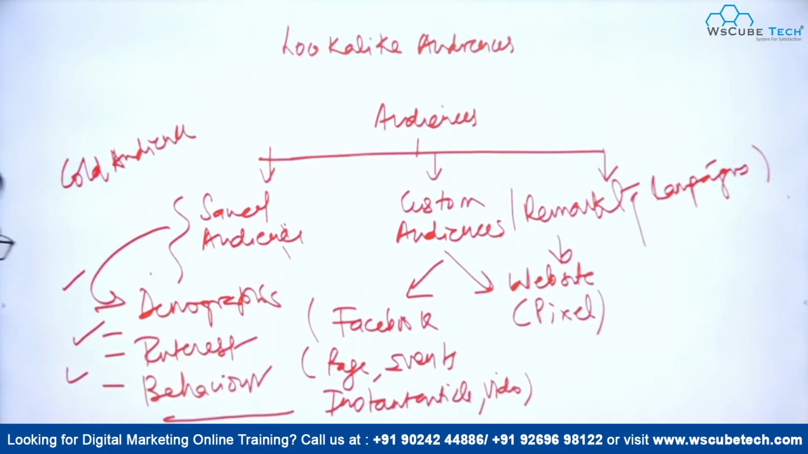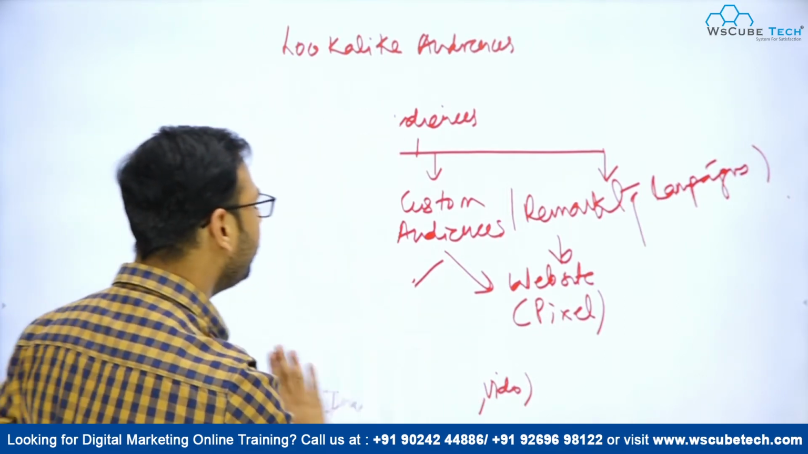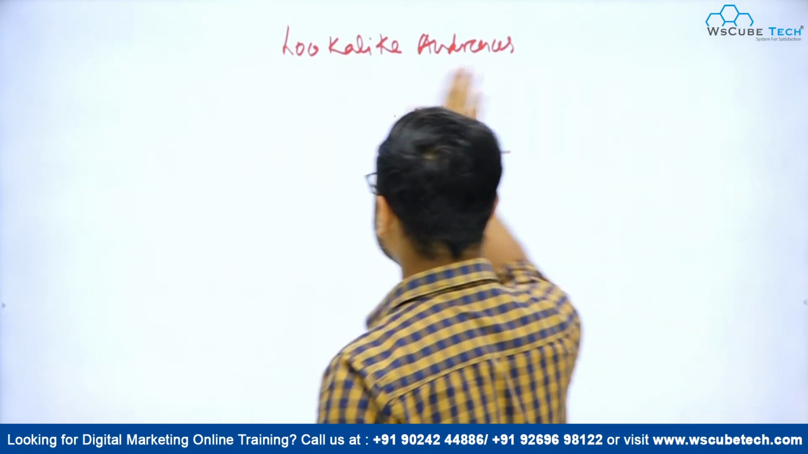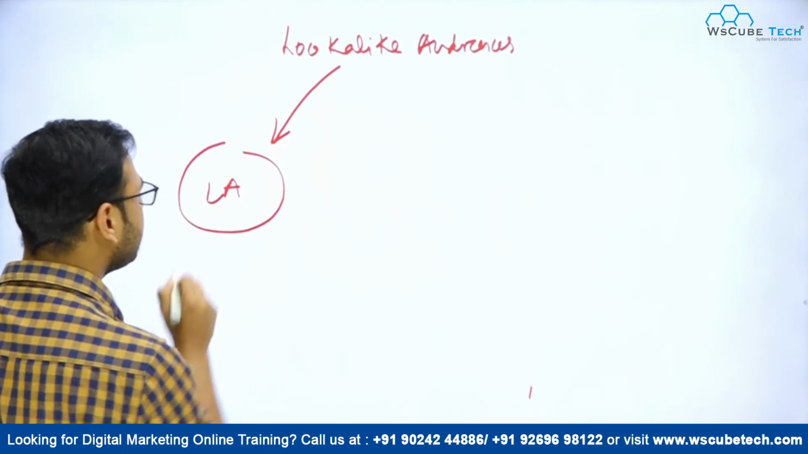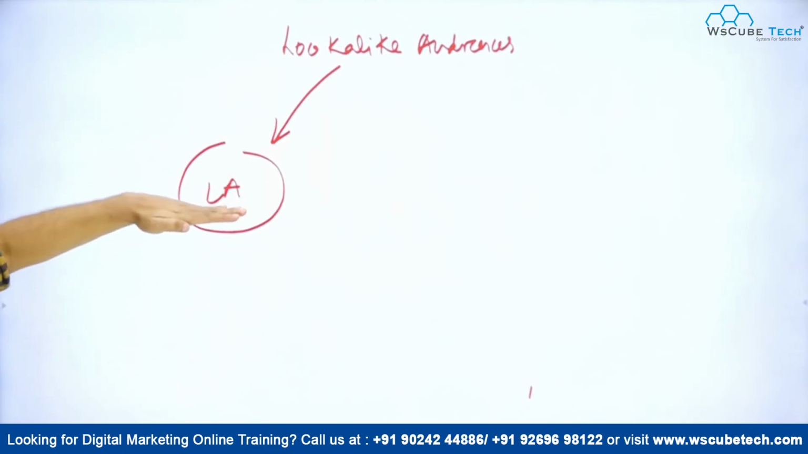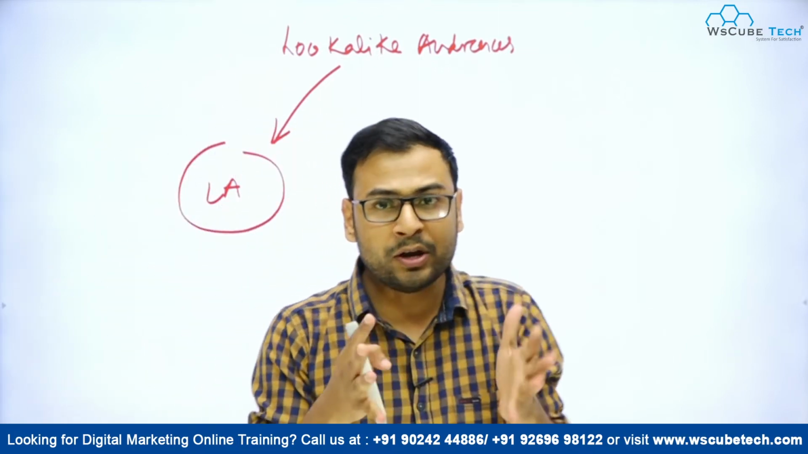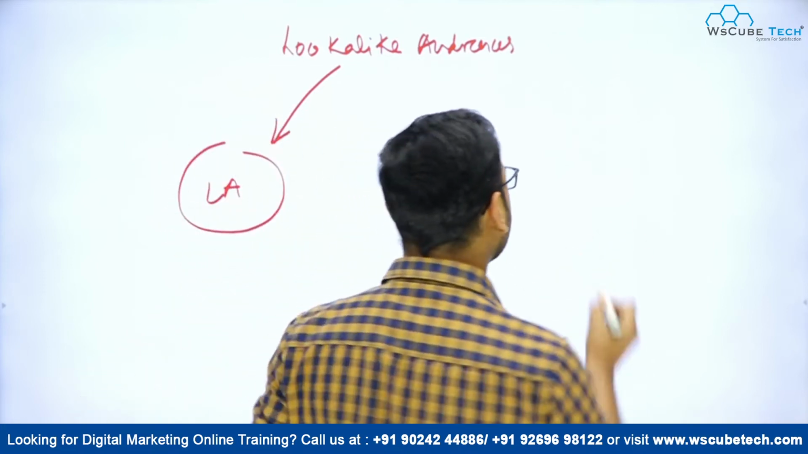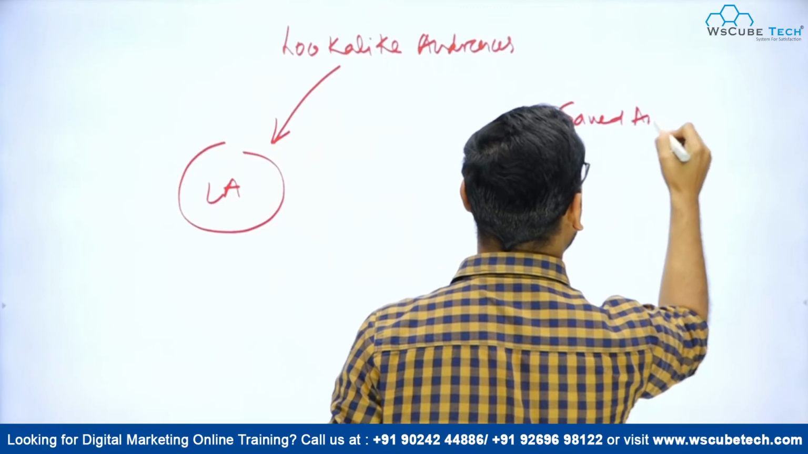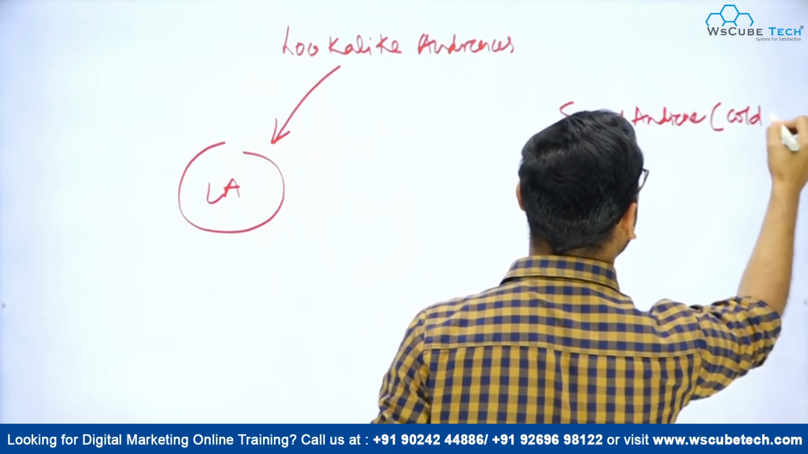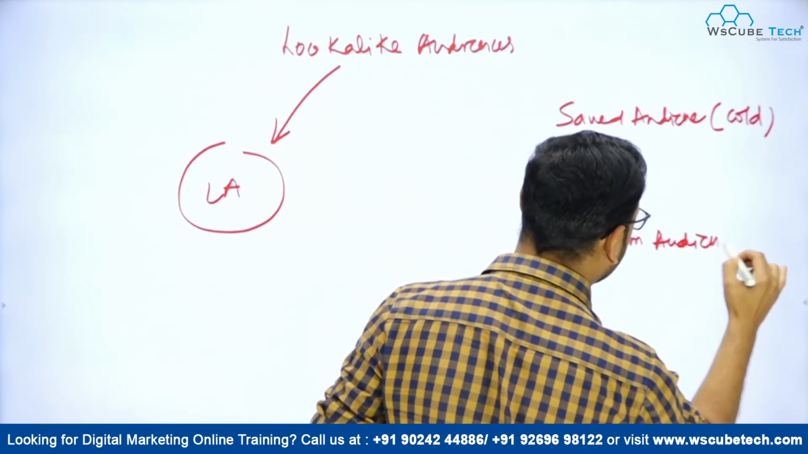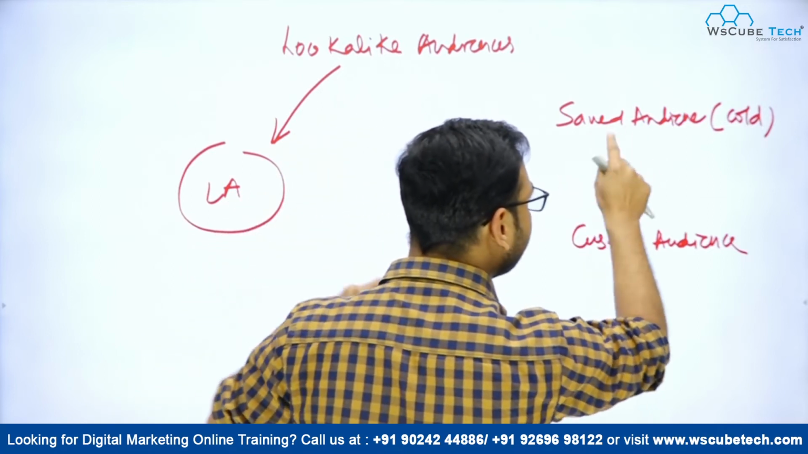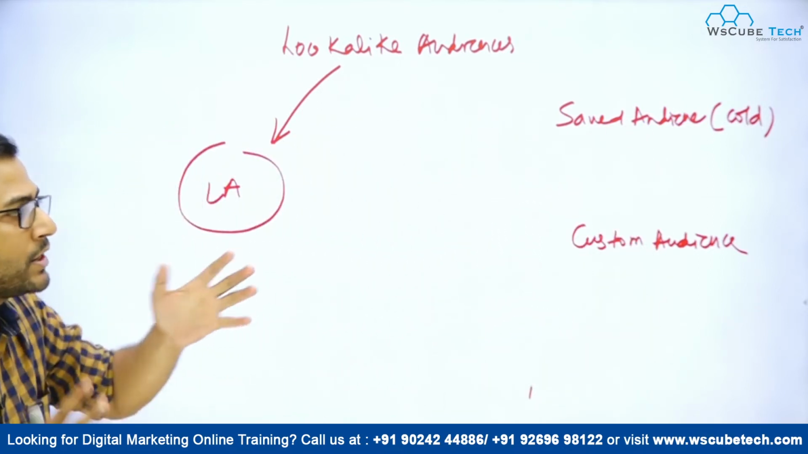Now in this particular video, as I just told you, we will be talking about lookalike audiences. As the name suggests, this particular audience is a lookalike of another audience, right? We know two types of audiences so far: one is the saved audience, which is the cold audience, and the other is the custom audience, right? You cannot create a lookalike audience of your saved audience. There is no option, you actually cannot, right?